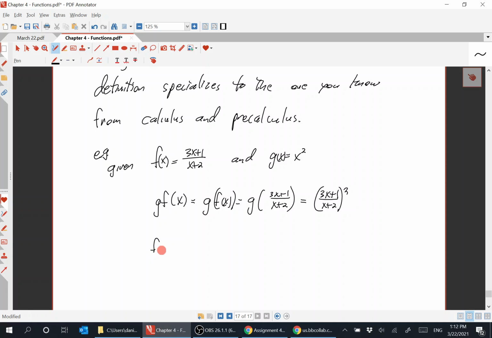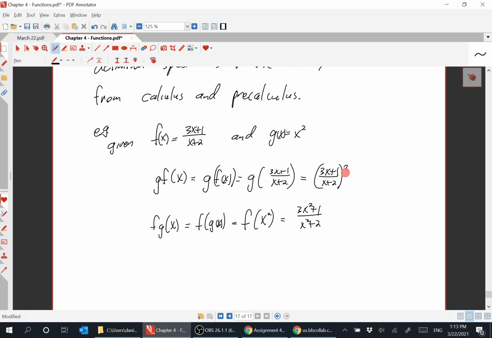f following g of x is f of g of x. What is g of x? g of x is x squared. So that's f of x squared, and f of x squared is 3x squared plus 1 over x squared plus 2. And of course, this is not the same thing. This is 9x squared plus 6x plus 1 over x squared plus 4x plus 4. So those are not the same thing.